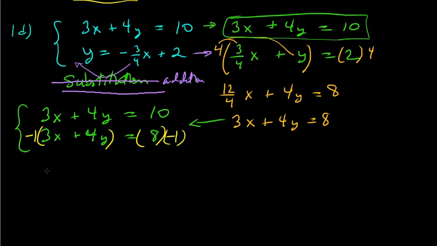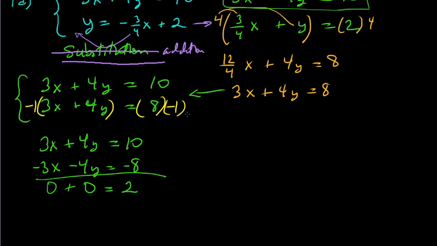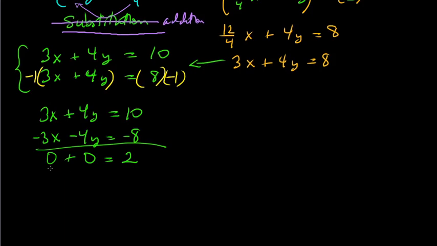Okay. So I'll keep the top equation, 3x plus 4y equals 10. And the bottom equation becomes negative 3x minus 4y equals negative 8. So when you add them together, you get 0x plus 0y equals 10 minus 8, right? 2. But that's a problem here, right? 0 plus 0 is not 2. 0 plus 0 is 0. And 0 certainly does not equal 2.